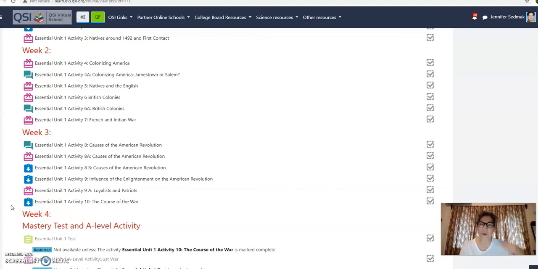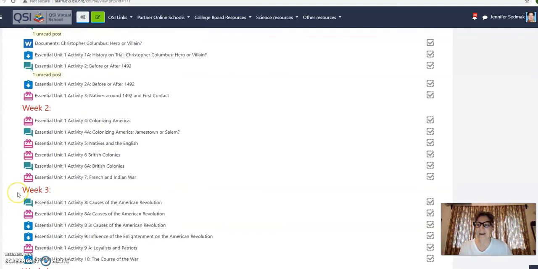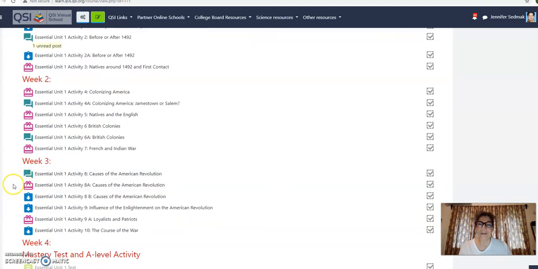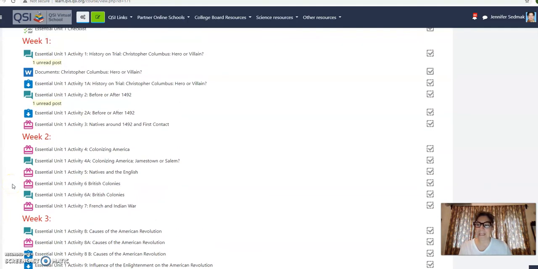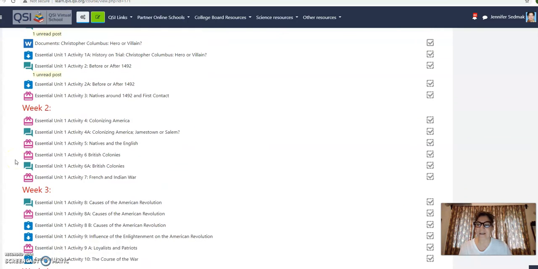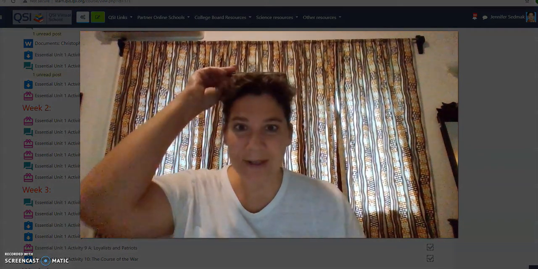And then you can see in week 4, which I'll talk more about next week, that's the final week for the unit, where you will be able to take the unit test and engage in the A-level activity. But rest assured, those are the only 2 activities in that week. So if you are not starting week 3 tomorrow, then begin with week 1 and 2 activities, knowing that it's quite likely that you'll be able to borrow some of the time from week 4 in order to get caught up in the unit. Okay, so I hope this was helpful.